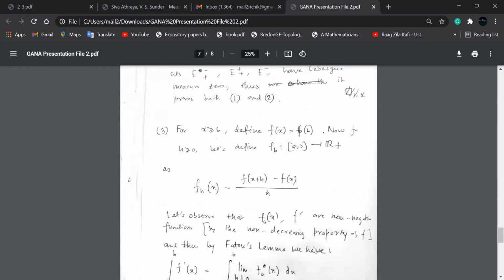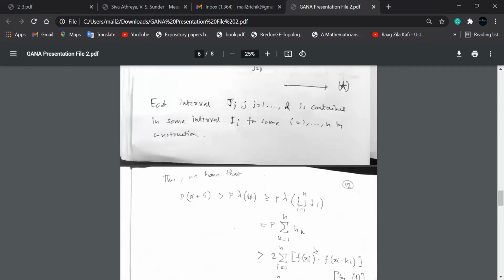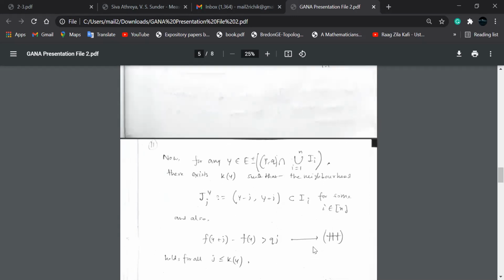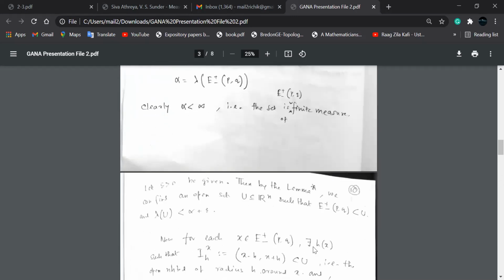Now this is for the third case. The third case was we need to prove that the integration a to b of f dash x dx is less than or equal to fb minus fa.